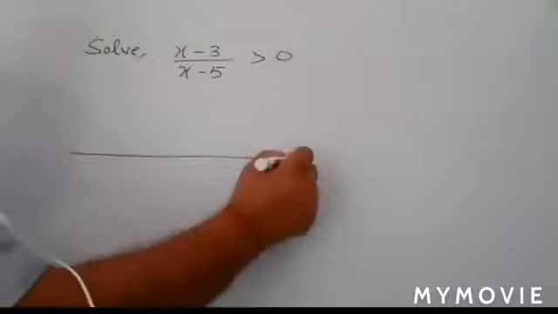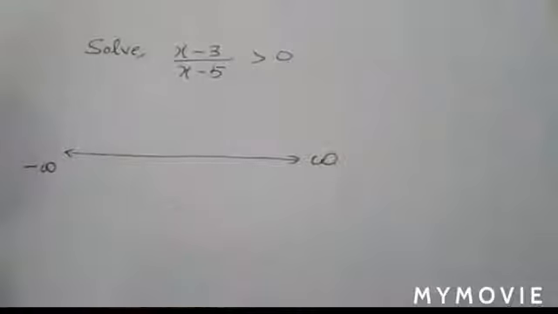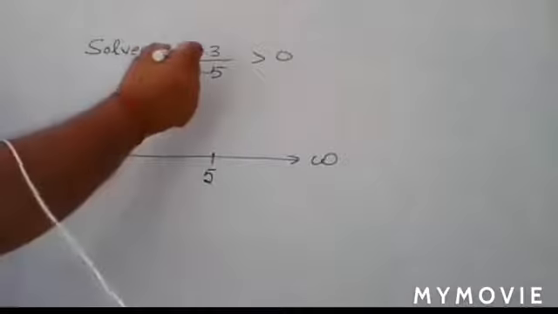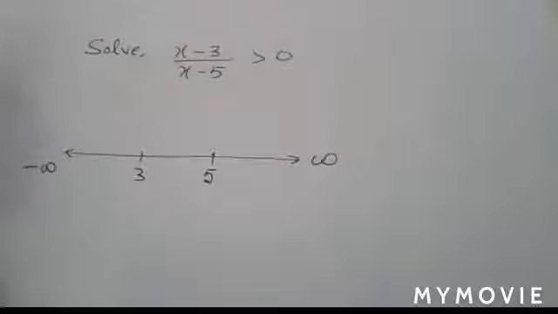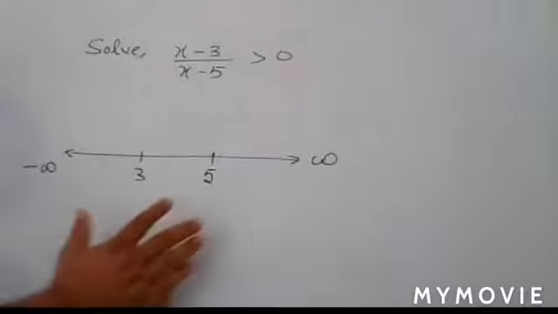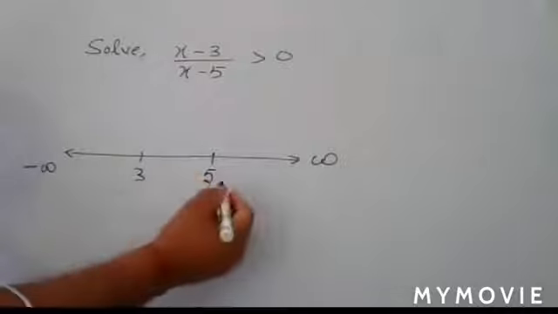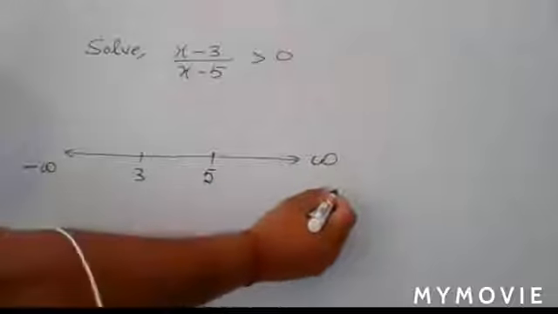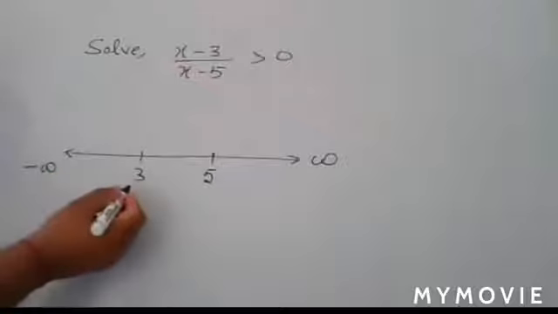So just draw a number line. Here you have minus infinity, here you have infinity, and here you have x equal to 5. Now, if you take your numerator as 0, you have x equal to 3, so you write here x equal to 3. Now check the sign of the intervals. Your number line is divided into 3 regions. The rightmost region is 5 to infinity, the second region is 3 to 5, and the third region is minus infinity to 3.